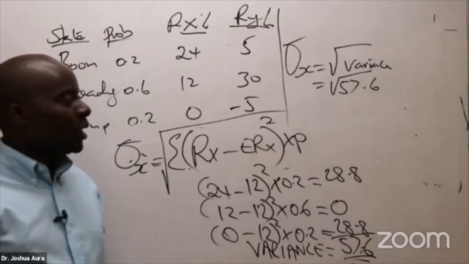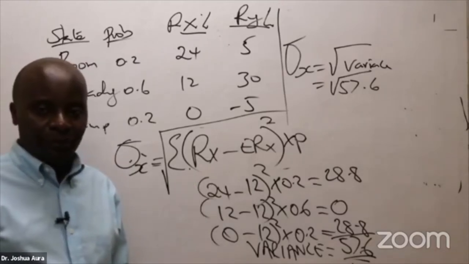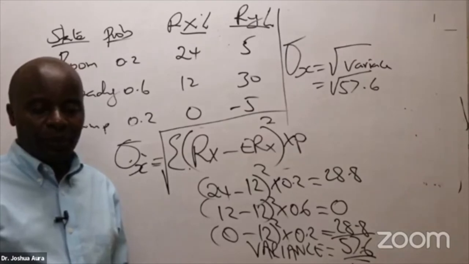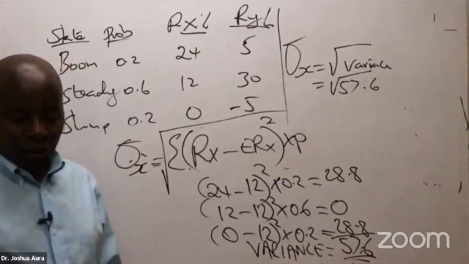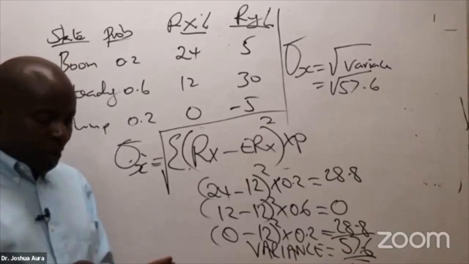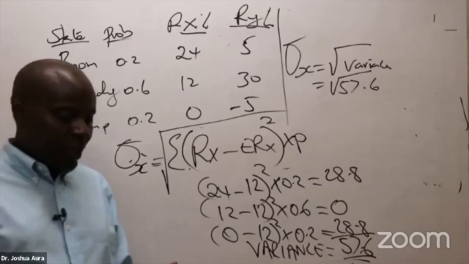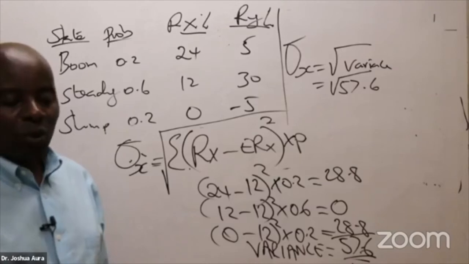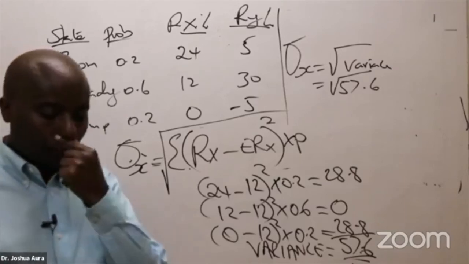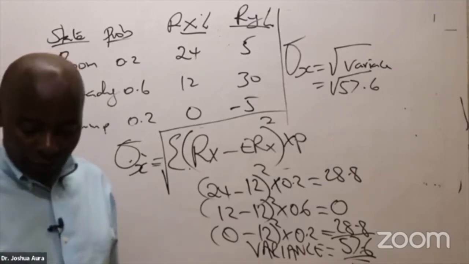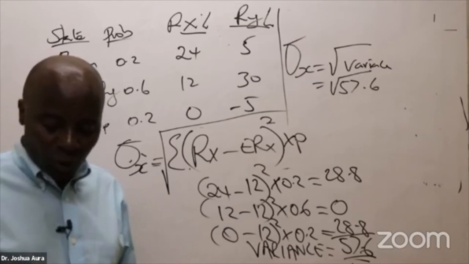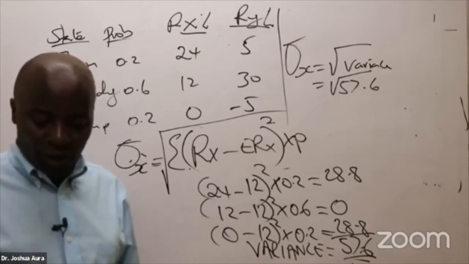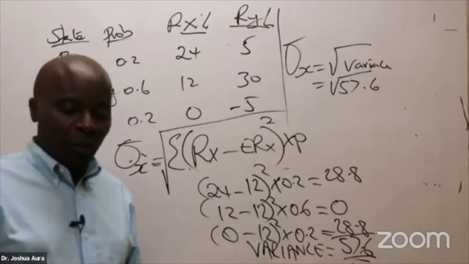So could you kindly give us an answer? The square root of 57.6 gives us 7.589. Is there somebody who got 7.589? 7.6 is a good round off; use many decimal places, like 3 or 4, for accuracy.